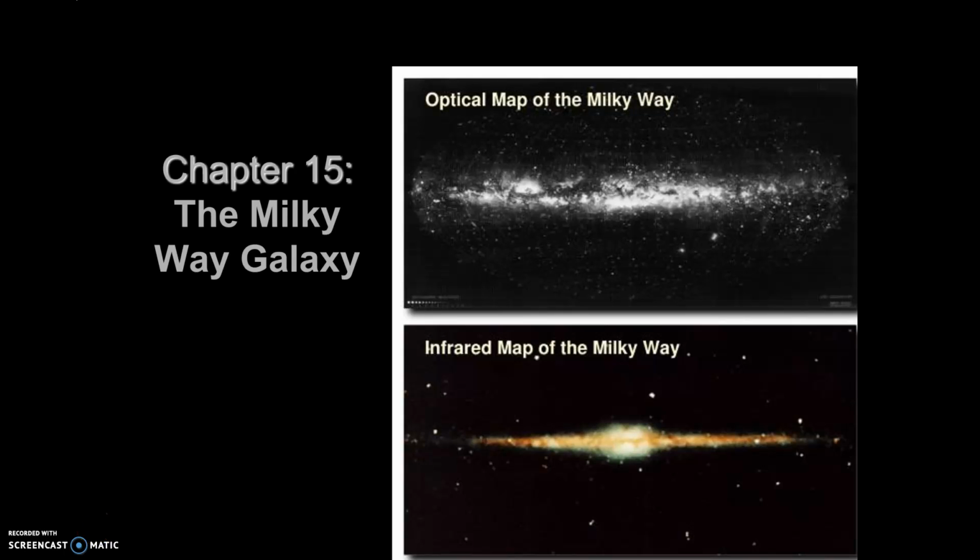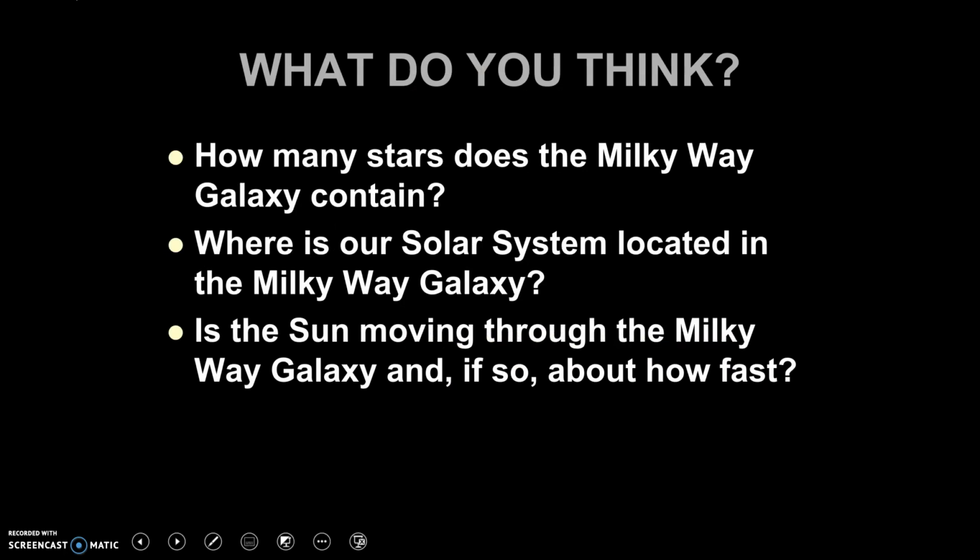Hi everyone, so we're moving on to our last unit here, talking about galaxies, and we are going to start with our galaxy, the Milky Way Galaxy. So some questions: how many stars does the Milky Way Galaxy contain? Where is our solar system located? And is our sun moving through the Milky Way Galaxy? And how fast?